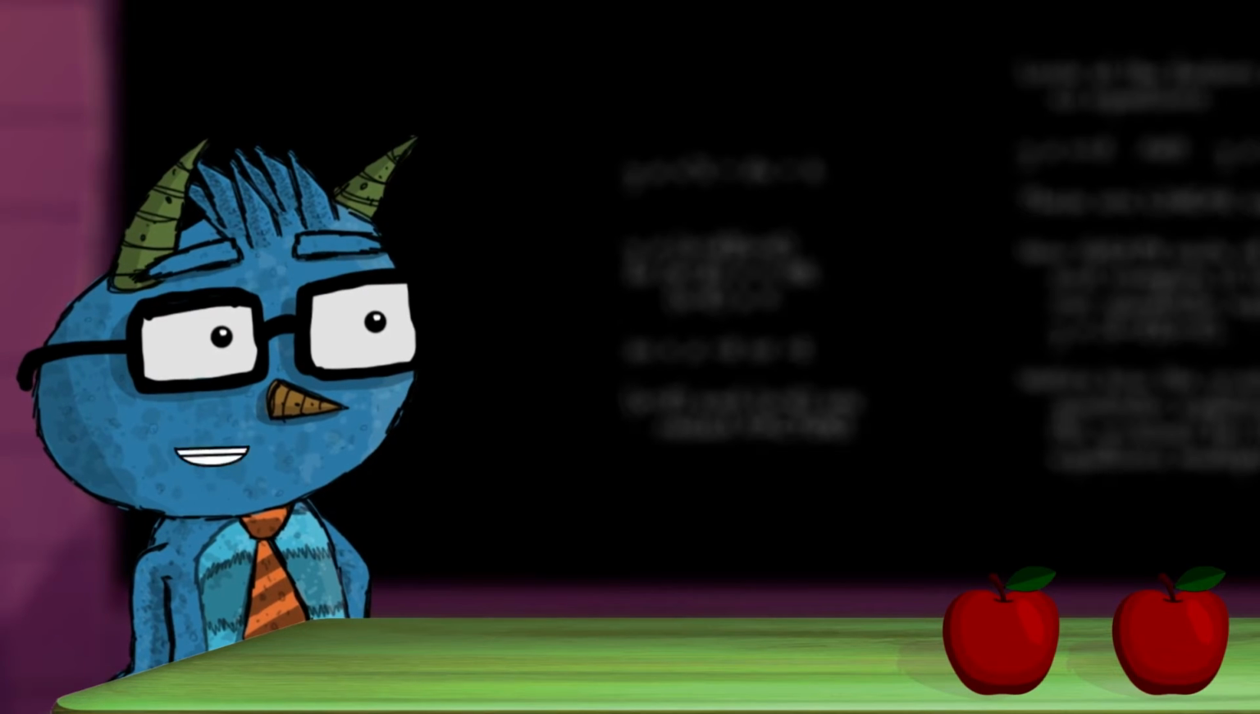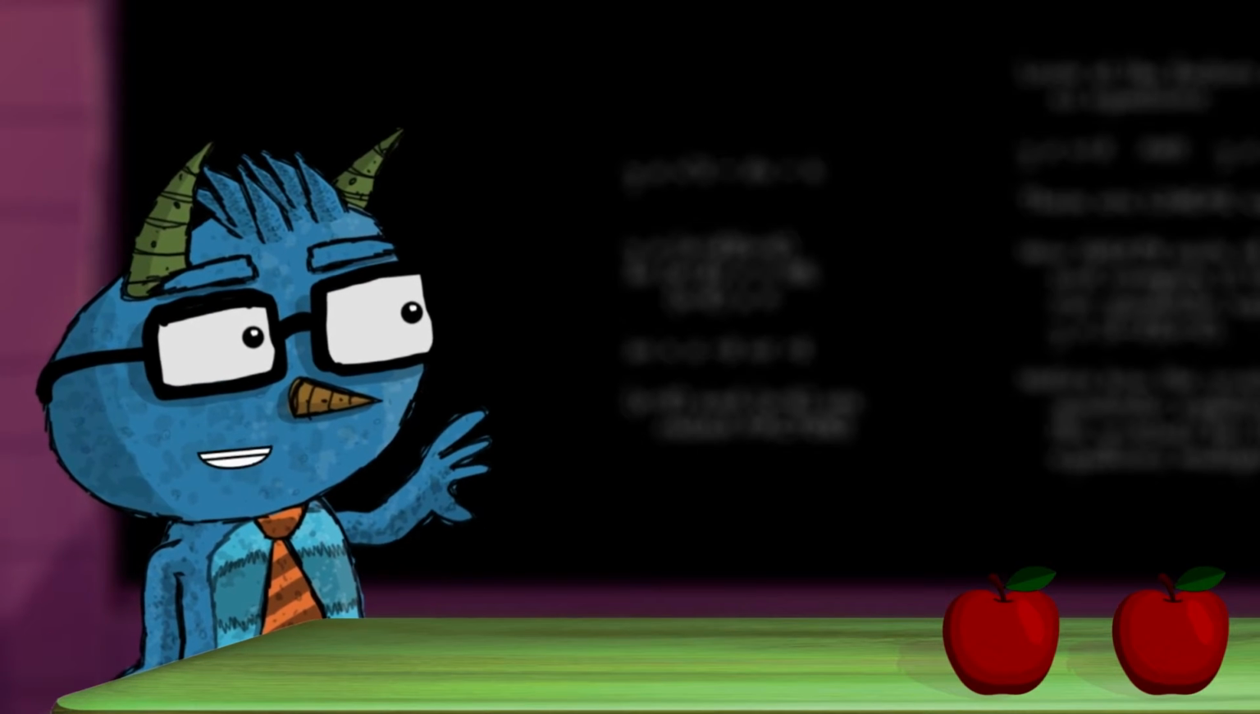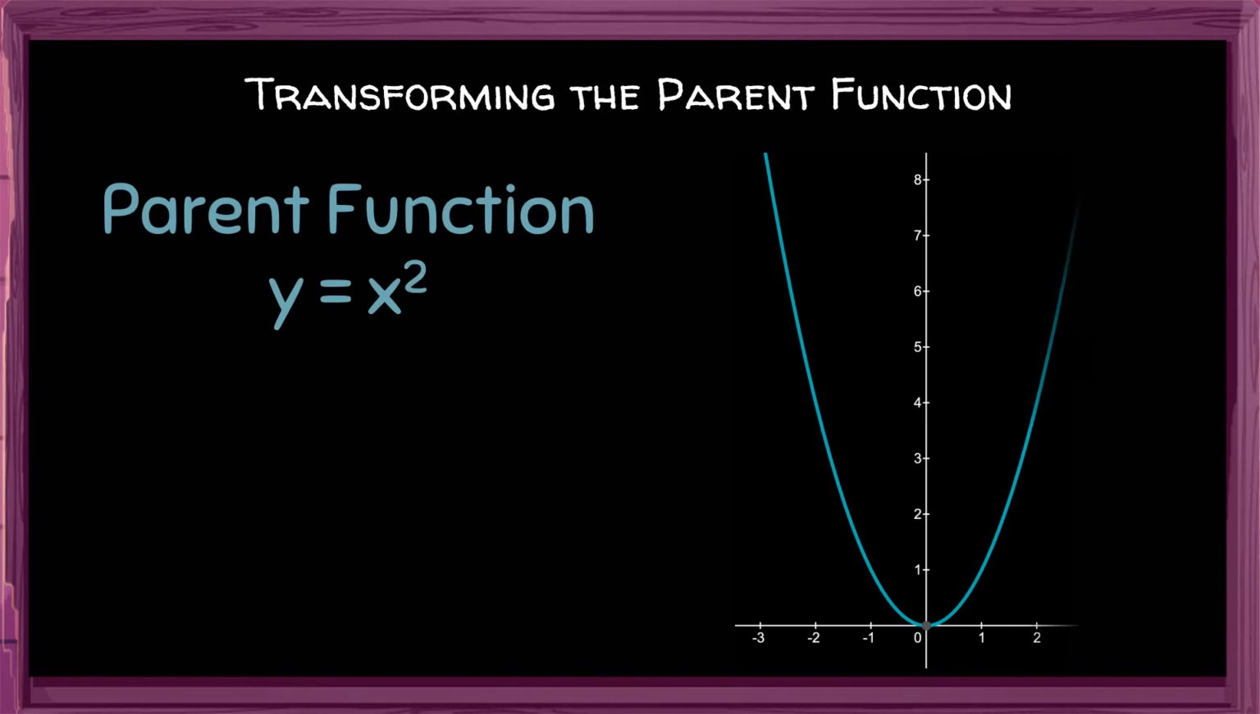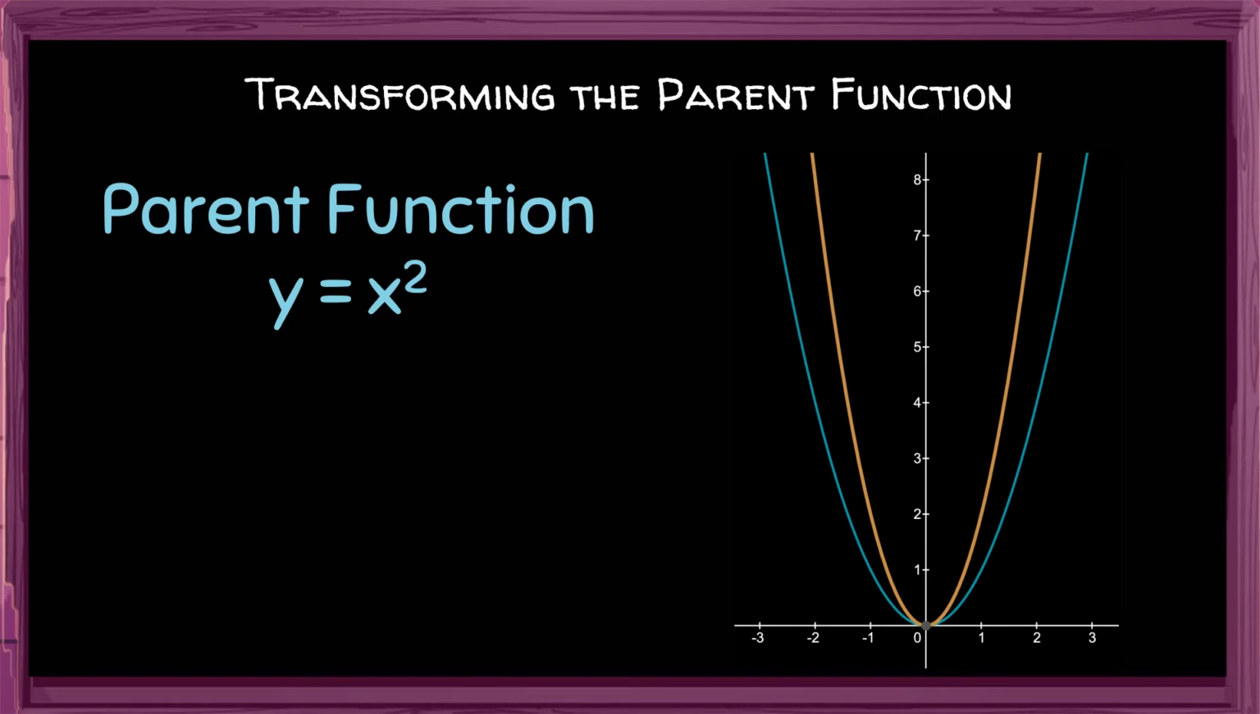Let's go back to our parent function, y equals x squared. Here's our parent function again, and here's a new parabola. They both open upward. They both have the same vertex at 0, 0. But there's something that makes them different from each other. Can anyone see what it is?